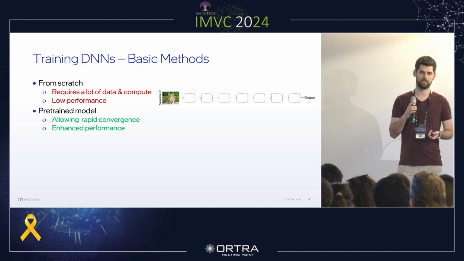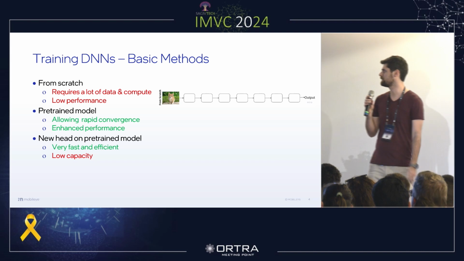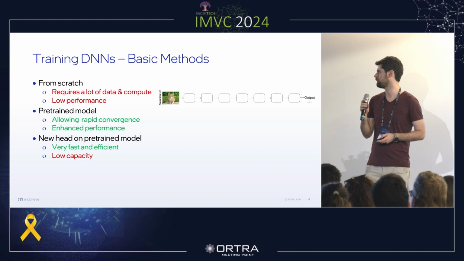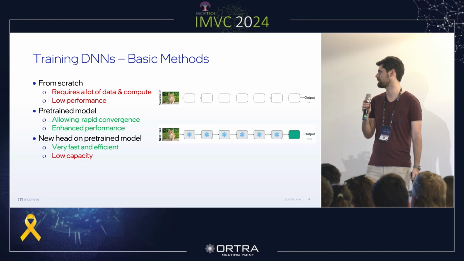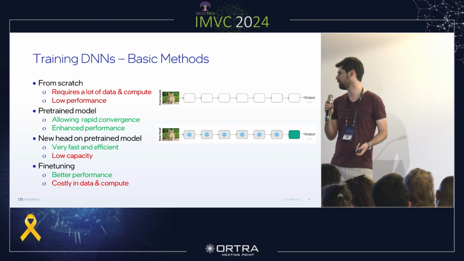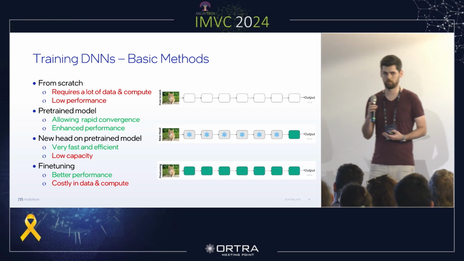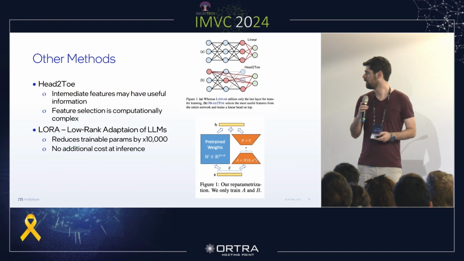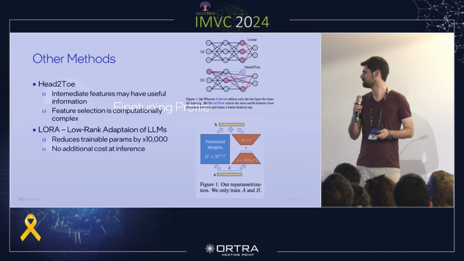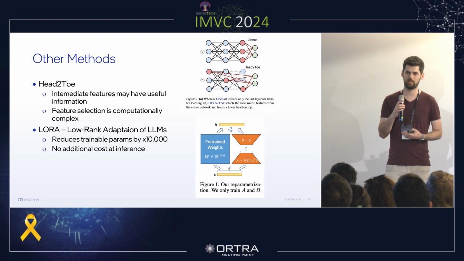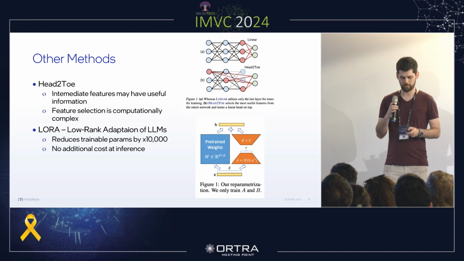And we can do this in a few ways. We can use this and train a new head on this model. This is very fast but has low capacity. We can also do fine-tuning, which will have better performance, but it's very costly on data and compute. So in the first case, we'll train just a new head, but in the second case, we'll train everything together. We also have other methods, which are head-to-toe and LoRA, which I will not talk about today, but we compare to them in the paper.